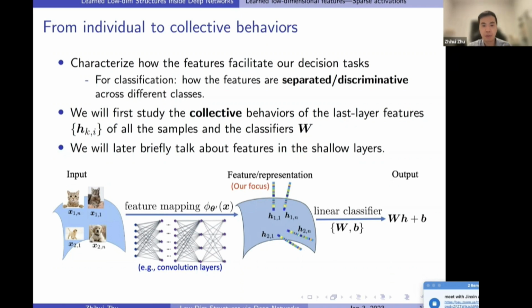So just to be clear, what do we mean by collective behaviors? Say we input n cat images and dog images and other images from other classes into the network, and we take out all the features. Okay, so we have a bunch of feature vectors. Then we try to look at their properties, to capture their statistical properties, or the distribution of these features in this feature space.